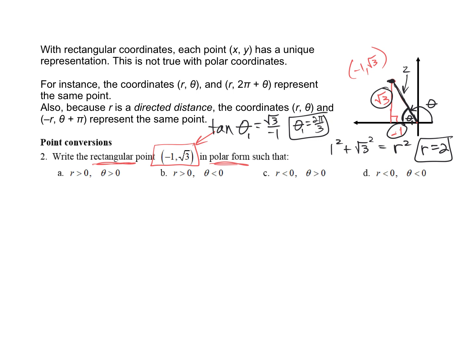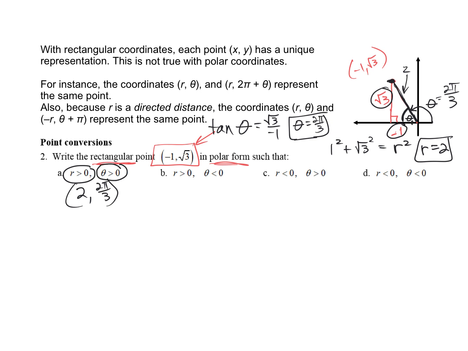So our actual theta, probably don't want the little sub 1 on there, theta is actually 2 pi thirds. Okay, so we know that this angle is 2 pi thirds. We know that our radius there is 2, our directed distance. So we can write this point as (2, 2 pi thirds).